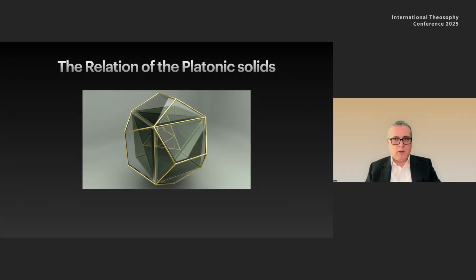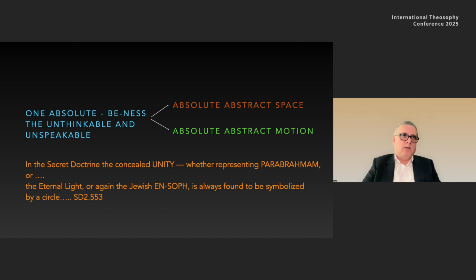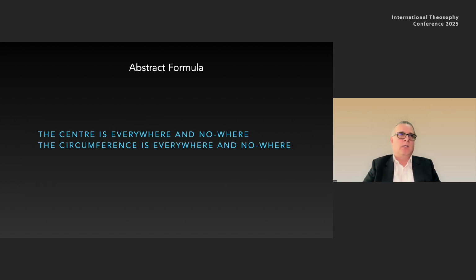So, how do we apply all these ideas to our life in a practical manner? We know that the one absolute has two aspects: absolute abstract space and absolute abstract motion. Also, the parabrahm is symbolized by a circle. Now, in this context, let us consider the abstract formula. The center is everywhere and nowhere. The circumference is everywhere and nowhere.